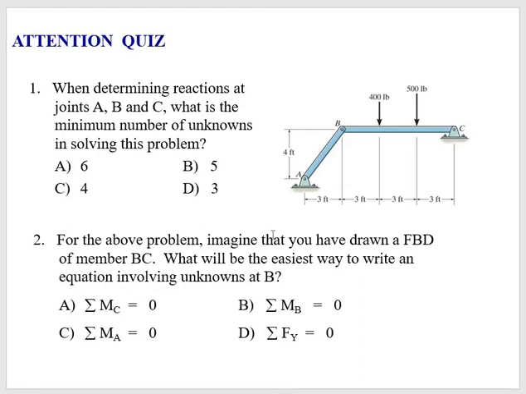And then for the above problem, if we have a free body diagram of BC, what will be the easiest way to write an equation involving unknowns at B? The easiest way for that is going to be to take the moments about C, because we have two unknowns there, and then we also get our BX force that will be eliminated. So then we just have one unknown, so we can solve for B right off the bat.